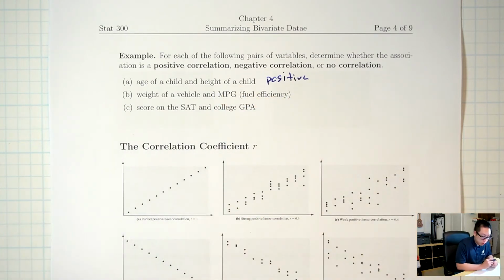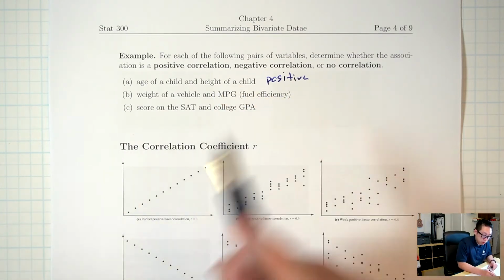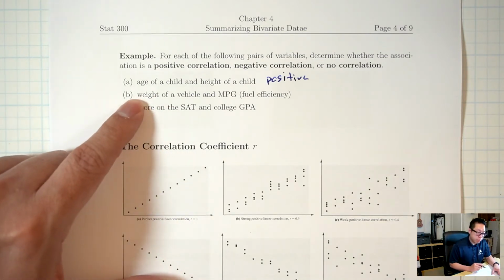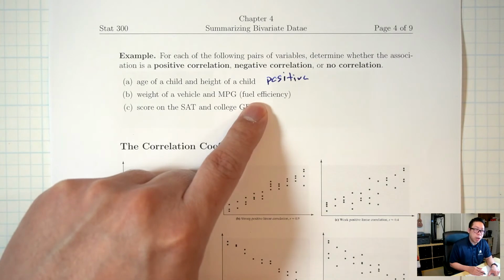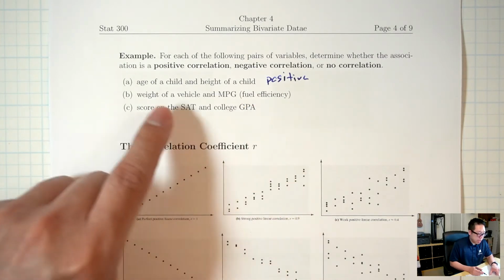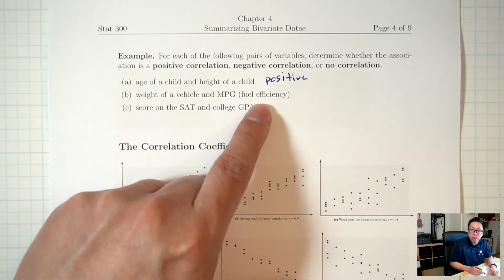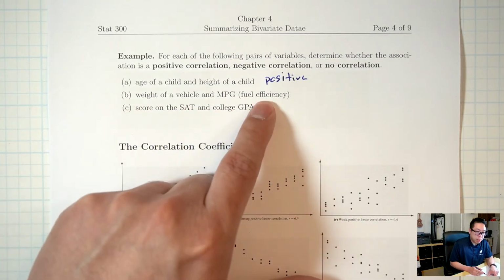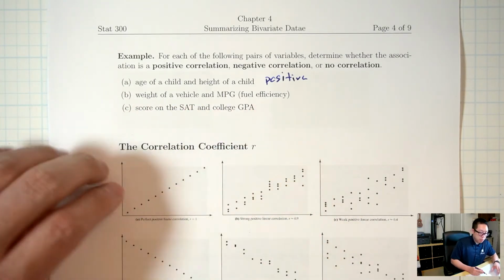Part B, weight of a vehicle and the miles per gallon, or the fuel efficiency. As the weight of a vehicle goes up, do we expect the efficiency to go up or down? Probably down, right? Because a heavier vehicle is less efficient. So as the weight of a vehicle goes up, the other variable goes down. So this is negative.